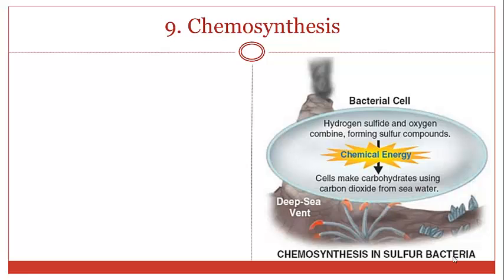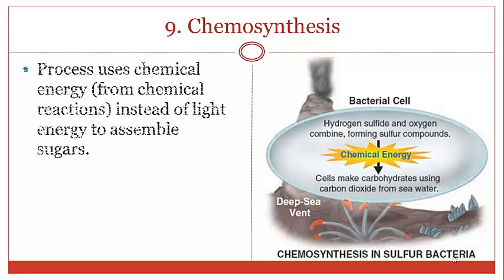So the things that are at the base of the food chain, they need to find some other way to get that energy so they can generate carbohydrates. So this process uses energy from chemical reactions instead of light to assemble sugars. So we are taking inorganic substances from the environment.